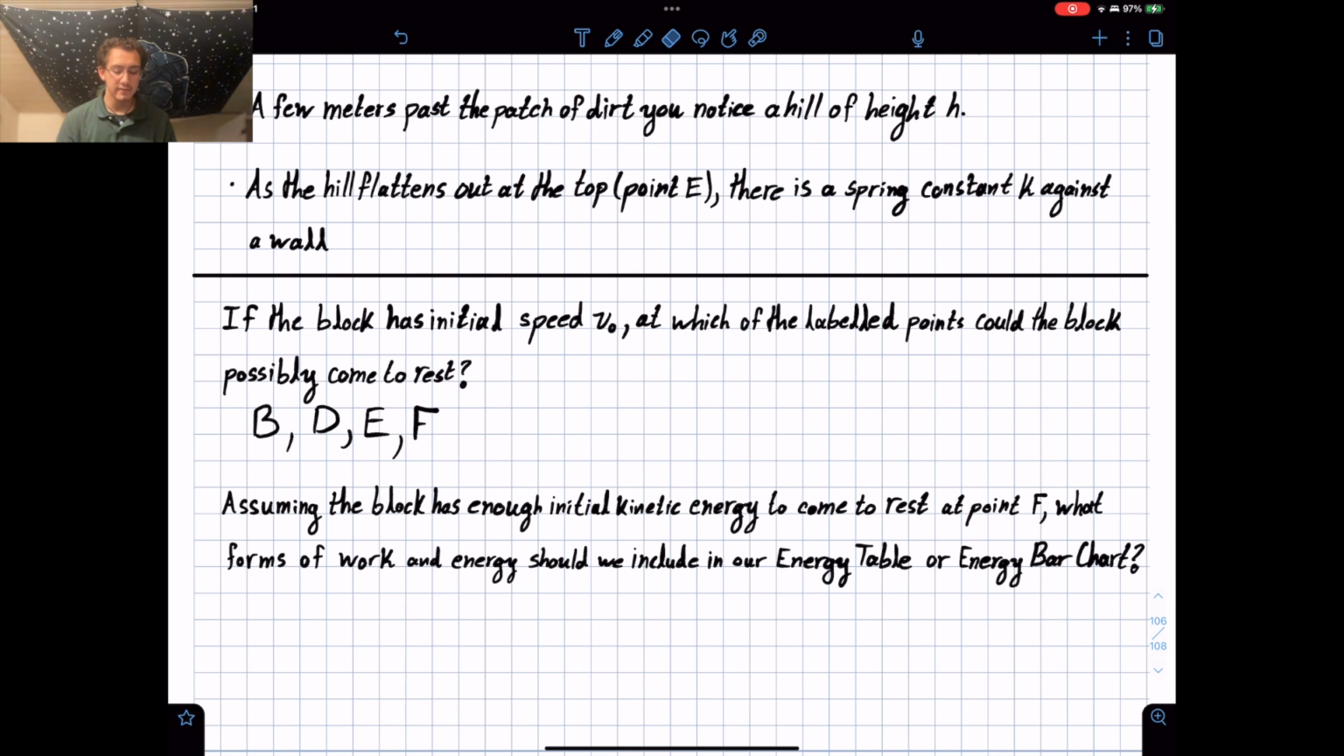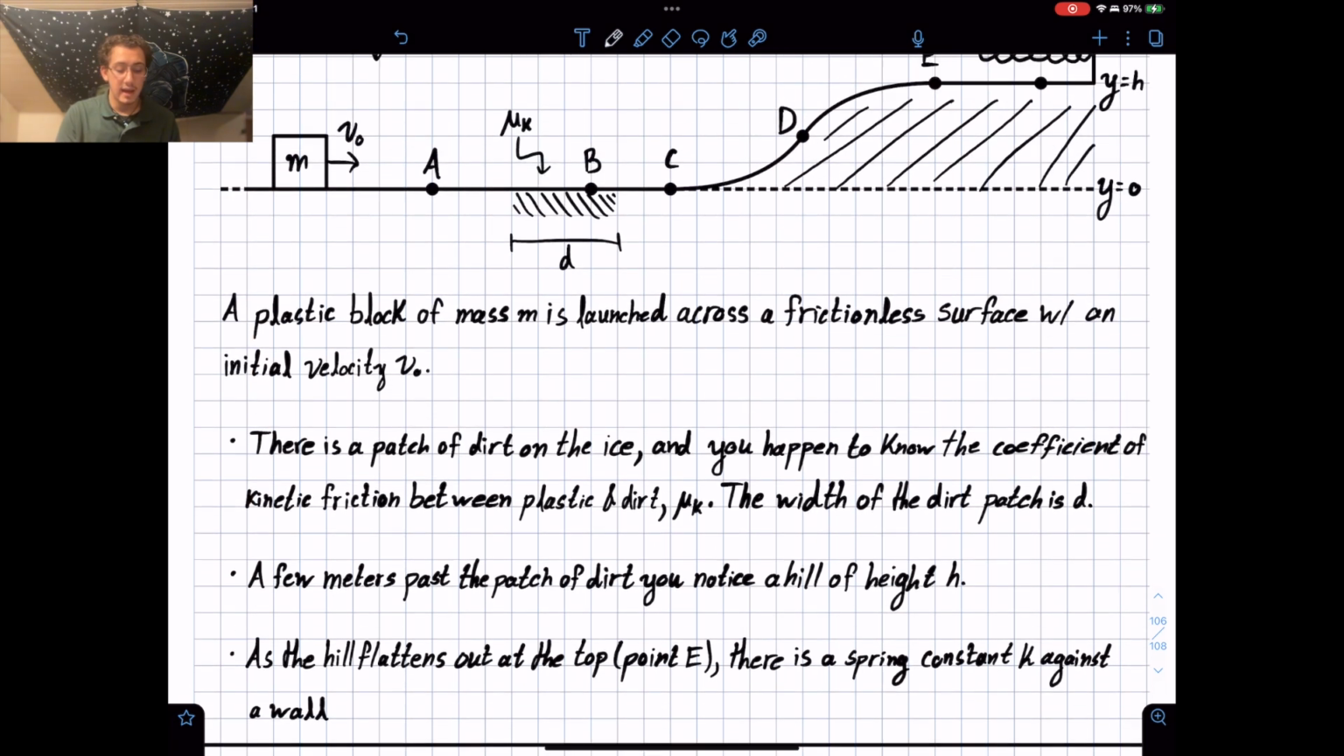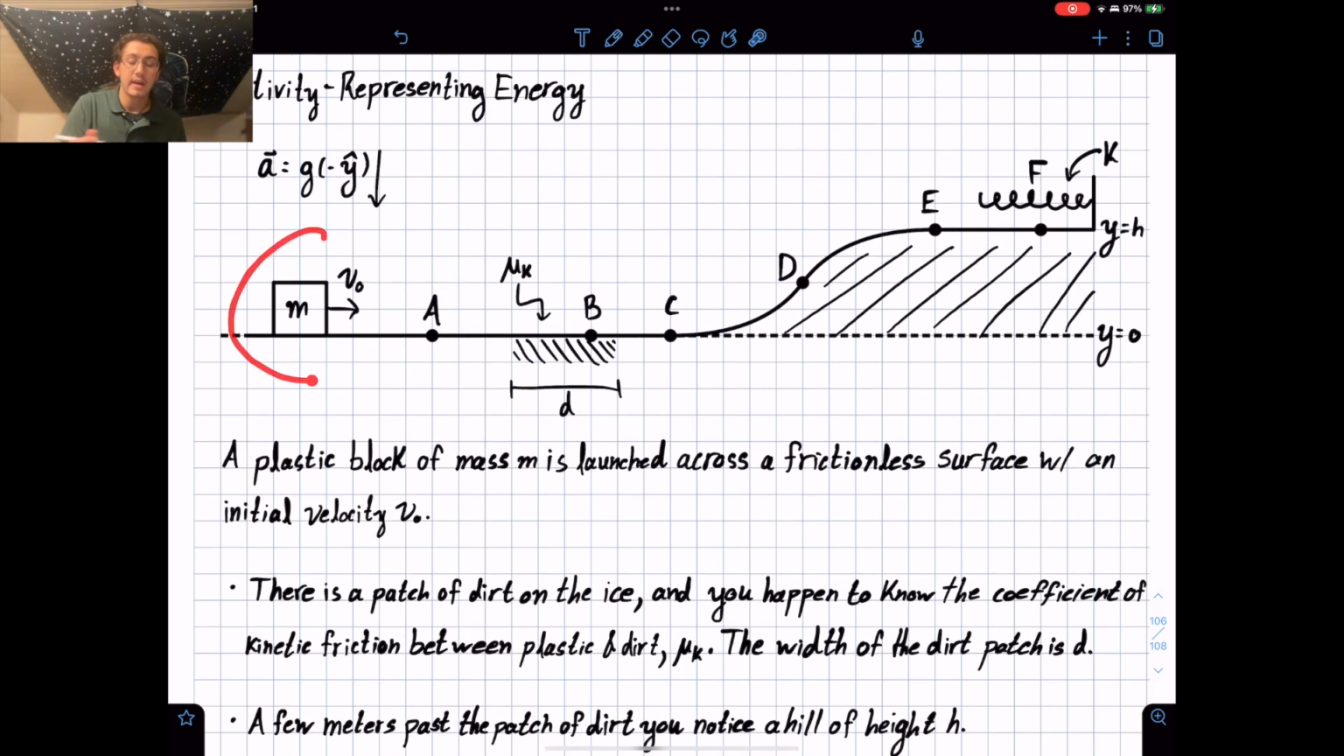Assuming the block has enough initial kinetic energy to come to rest at point F, what forms of work and energy should be included in our energy table or energy bar chart? Okay, so the obvious one here, at least it should be obvious now, is that it has kinetic energy. Like I said, kinetic energy implies that there is movement in the system, and there is movement at the very beginning. And if it makes it through B, it still has kinetic energy, but less, so it has less kinetic energy after it goes through this section of dirt.